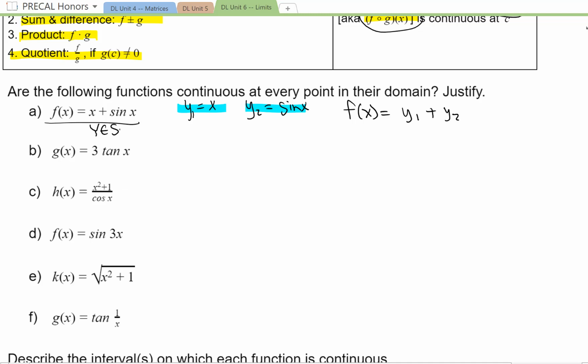Here we have the function tangent x, and it's being multiplied by a constant. So, is tangent x a continuous function? No. Tangent x has a lot of vertical asymptotes. So this is not a continuous function.